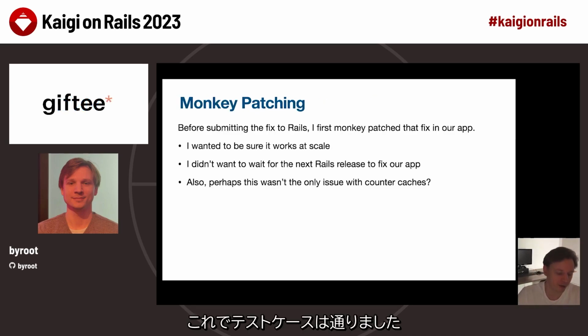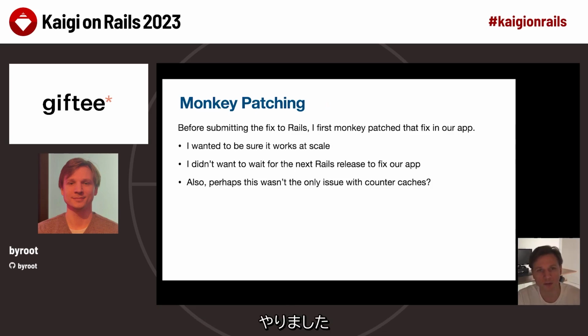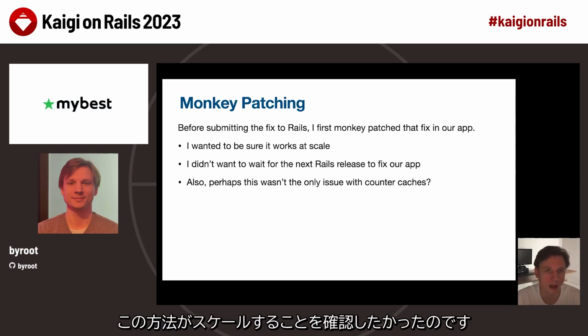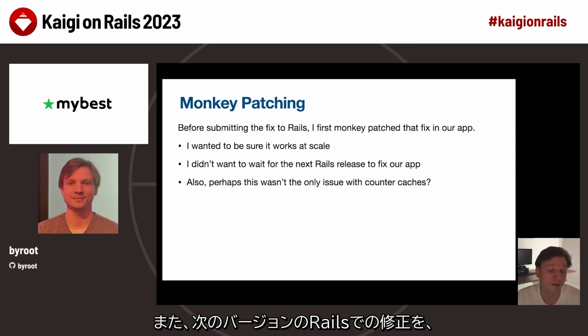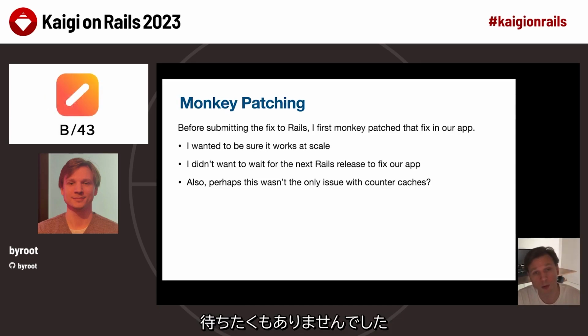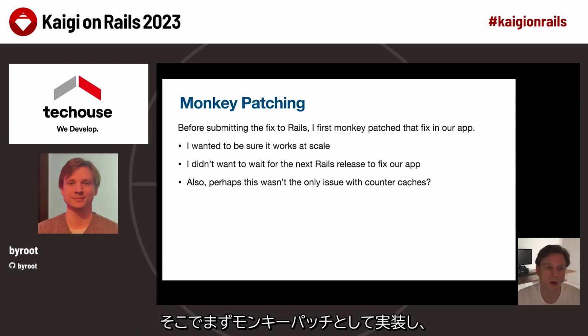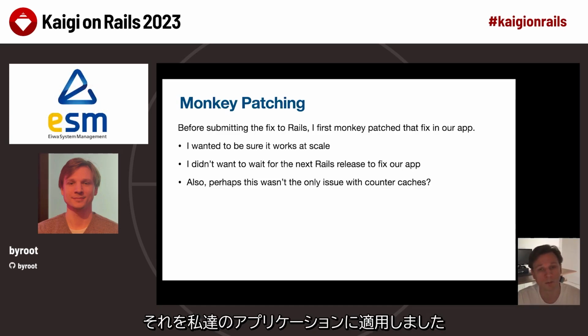But this worked in test and all, and I was happy with it. But before submitting the fix to Rails, I wanted to first test it in production because I wanted to be sure it would work at scale, not just on my machine. And I also didn't want to wait for the next Rails release to be able to fix this bug in our application. And perhaps this wasn't the only bug, right? Maybe this would reveal that there's a second bug lurking behind. So I first implemented the fix as a monkey patch that I could apply on our application.